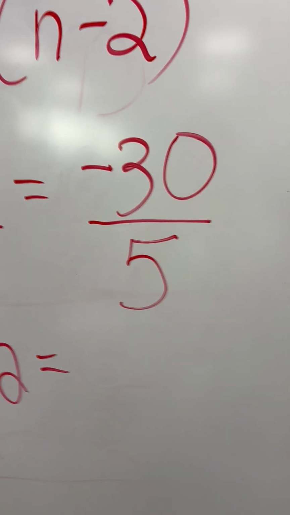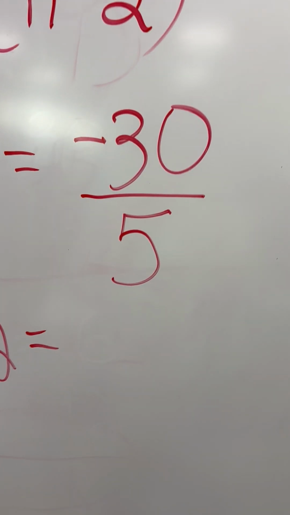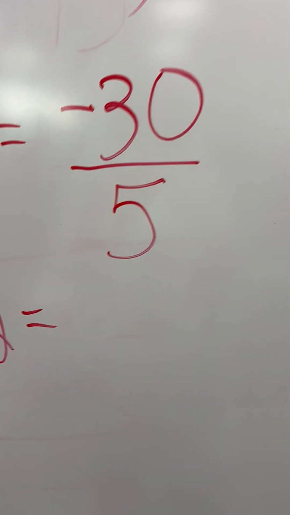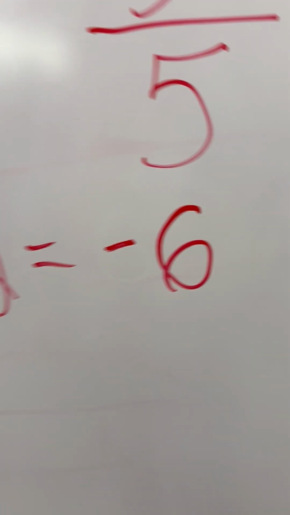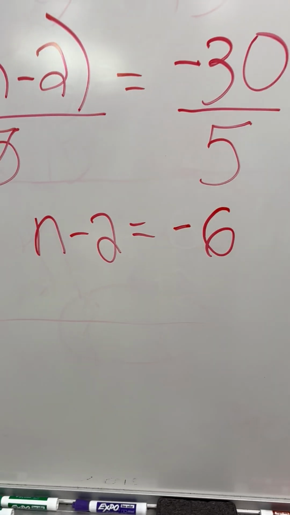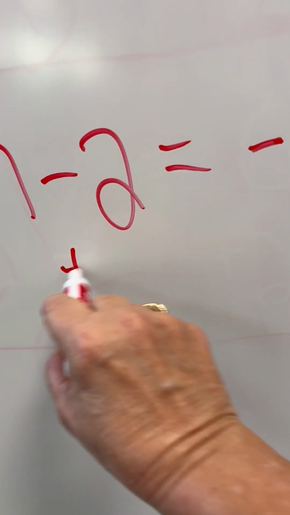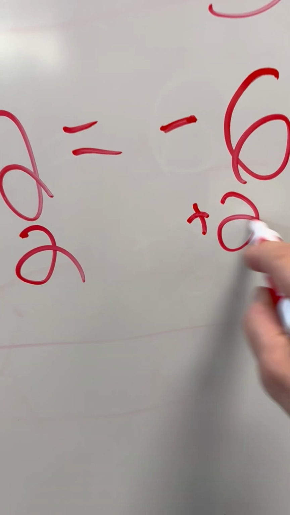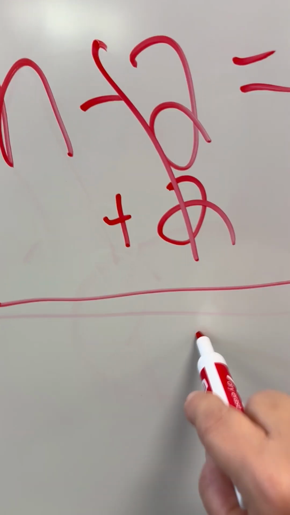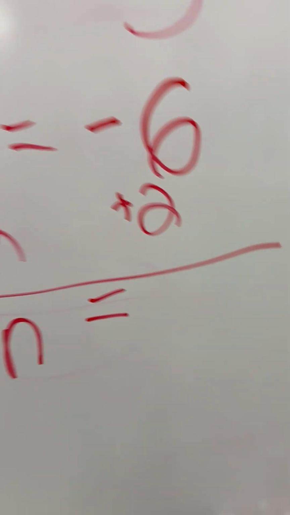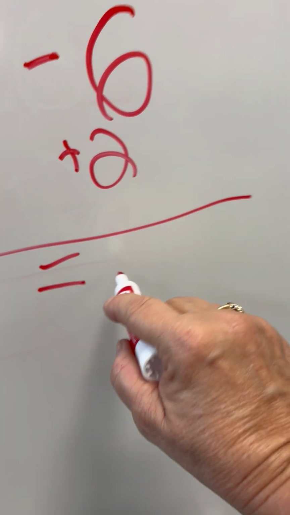And negative 30 divided by positive 5, a negative divided by a positive is going to be a negative, and the answer is negative 6. Now I can simplify this for n by quite simply adding 2 to both sides, and n equals negative 4.